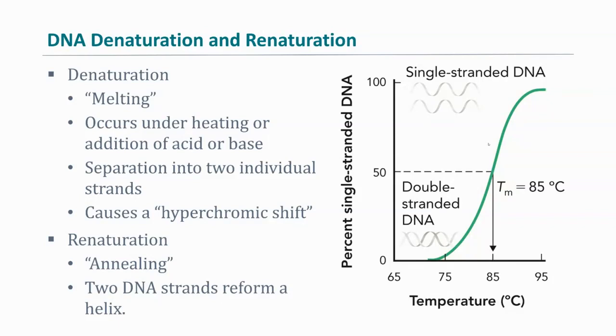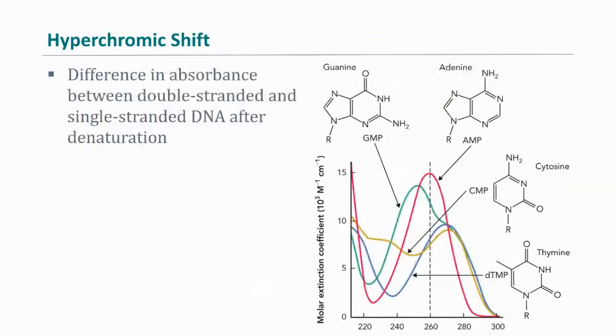And then if you continue to increase the temperature, in the end, 100% will be single-stranded. However, when you decrease the temperature, the amount of double-stranded DNA will increase until about 60 degrees, so almost all the DNA will return to the double-stranded status. Okay. And the hyperchromic shift: there's a difference in absorbance between the double-stranded and single-stranded DNA after the denaturation. That's called the hyperchromic shift.